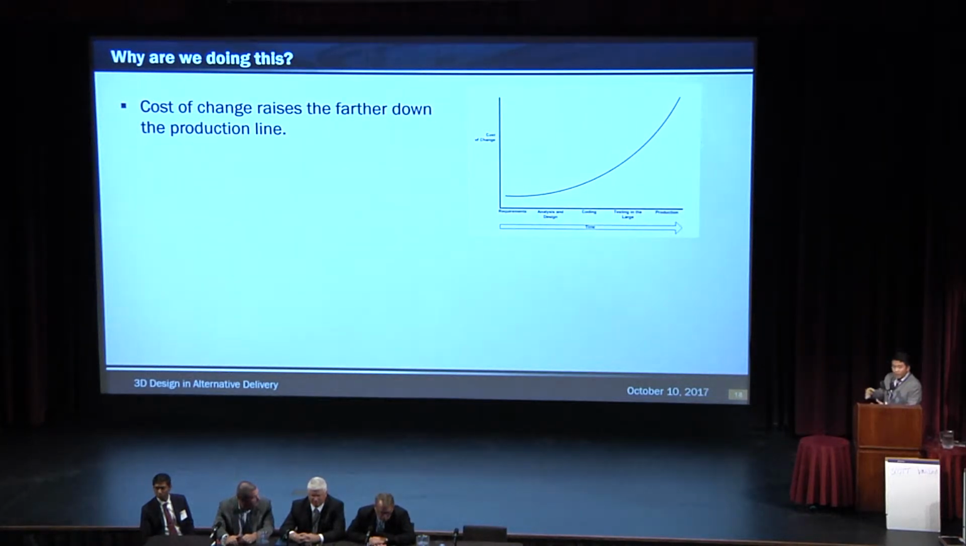Now, we all know that when we go and create projects, when we go and design projects, the farther down the production line you go, the more expensive it is to change something, change a design feature. As you see here in this graphic, the requirements, analysis and design, coding, testing in the large, so coding and then fixing and then tweaking. If you go back at the end of the project and say you want to change this ramp location, it's a lot of effort.